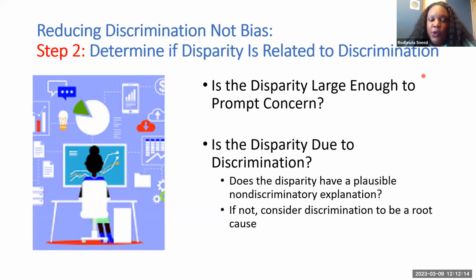Second, they encourage us to really think about whether that disparity is due to discrimination. And that's not an easy task. But what they recommend is that in order to make that decision, we really have to think about whether there are potential explanations that may not be related to discrimination. So can we rule out other possibilities for why we see gaps in patient outcomes? If we can't rule out other possibilities, then it's really important for providers and institutions to really think about whether discrimination can be a root cause for the disparities that we're seeing in our data.